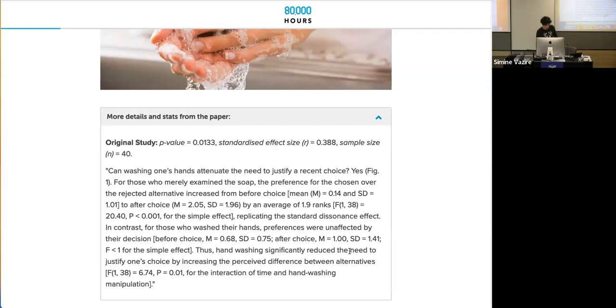So hand washing significantly reduced. So hand washing is a manipulated variable, with the experimental condition being yes, you wash your hands, the control condition being no, you just looked at the soap. Reduce the need to justify one's choice, so that's the dependent variable. And they have a mechanism about how they think it happened. But this is the critical result, and the sample size is there.